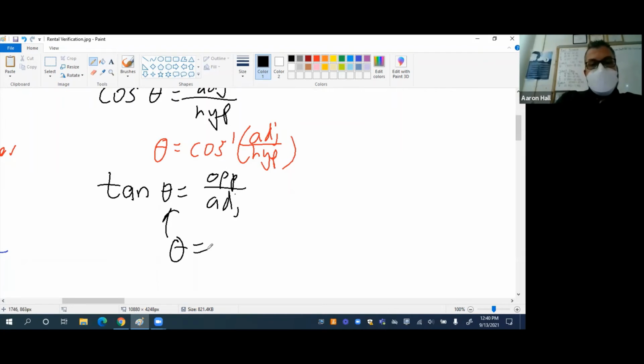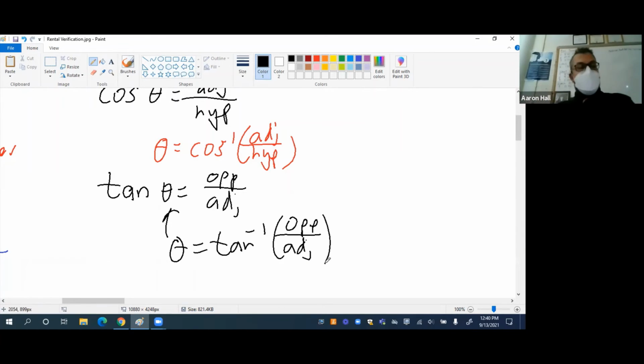Yeah, we do the inverse of tangent of both sides. The inverse of tangent of both sides. The point of an inverse of trig is to find what? The angle. The point of an inverse in trig is to find an angle. That's a very, very important idea.